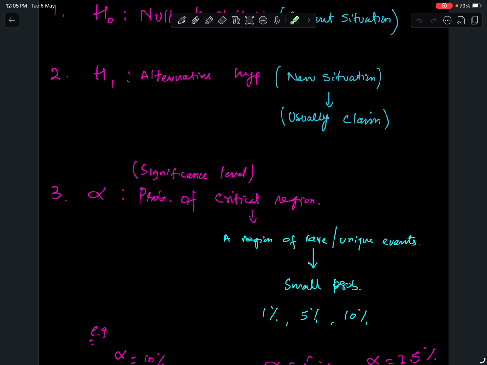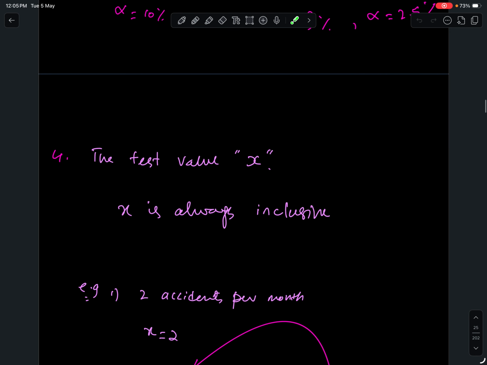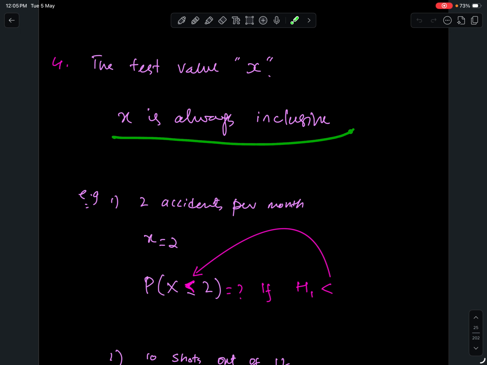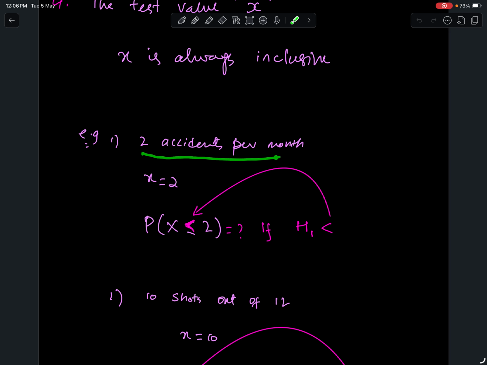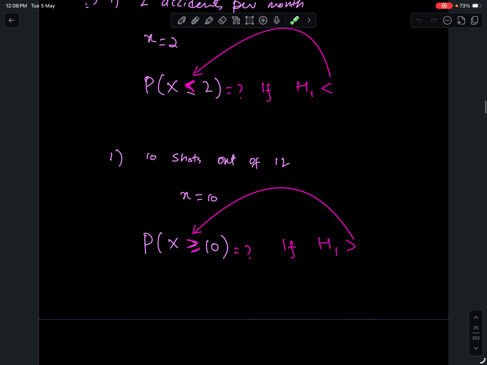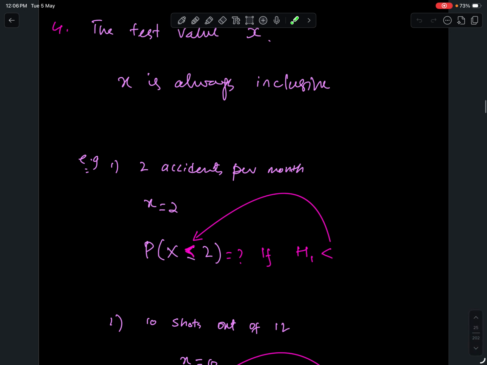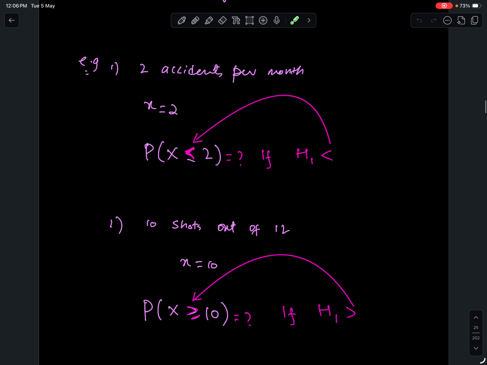Alpha is the significance level, the probability of the critical region. Critical region means a region of rare or unusual events, therefore small probabilities. Test value, X, is always inclusive. Remember, test value is always inclusive. For example, 2 accidents per month, and if the test is a lower tail test, then X is less than or equal to 2. 10 shots out of 12, if upper tail test, greater than or equal to 10. So make sure you always take the test value inclusive.